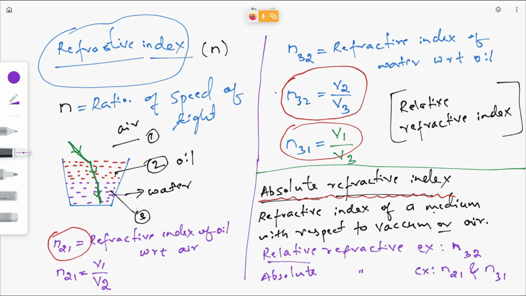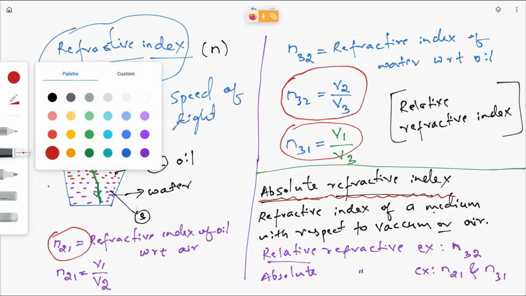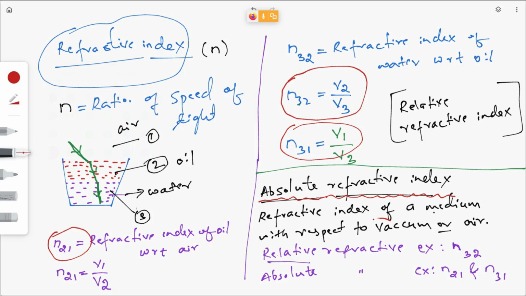N31. Sir, refractive index of water with respect to air. Very good. Refractive index of water with respect to air. Okay, so whenever you find this with respect to air or vacuum, then it is the absolute refractive index.